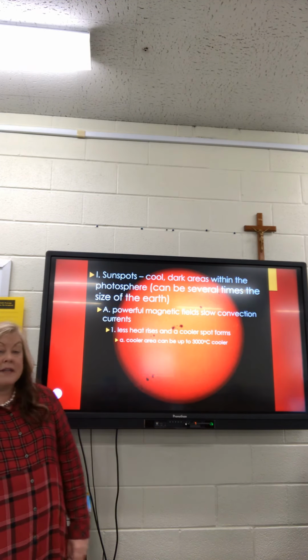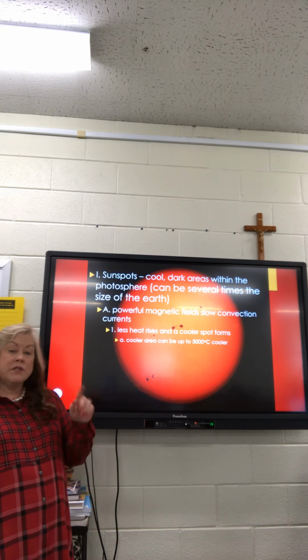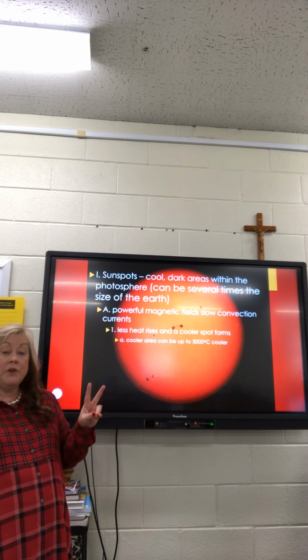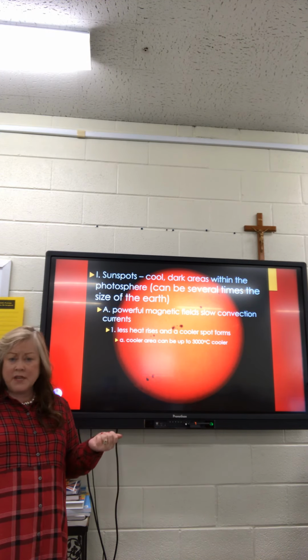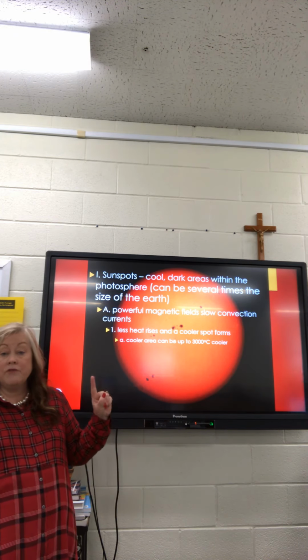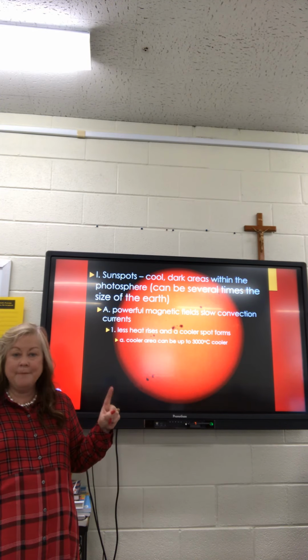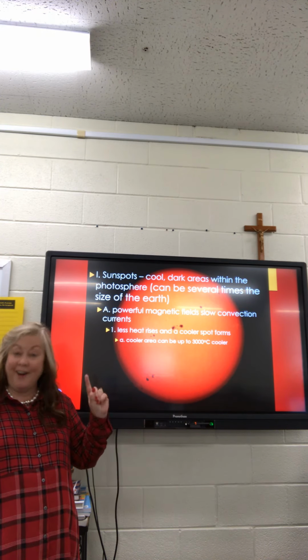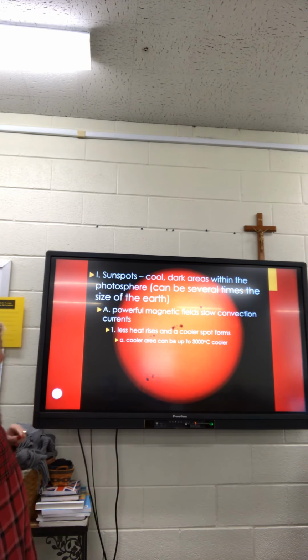Did you know that these sunspots can be up to 3,000 degrees Celsius cooler? So, trick question. You could answer in one of two ways. Where is it the coolest on the sun? Well, you could say the surface, the photosphere. Okay, the photosphere is the coolest. You could be a real smarty pants and say a sunspot on the photosphere. See what I mean?